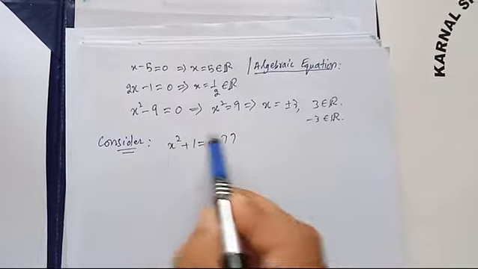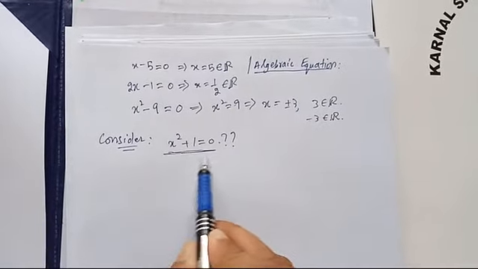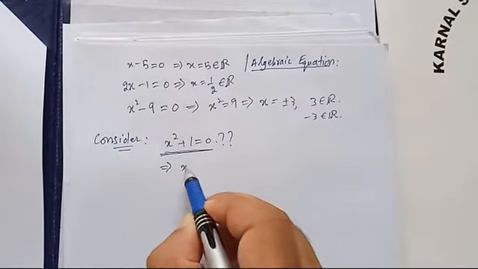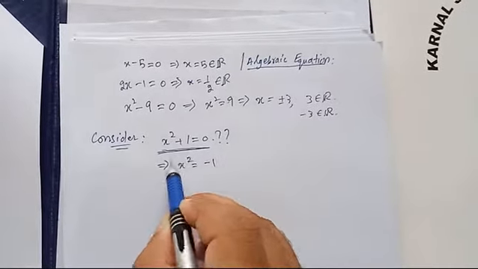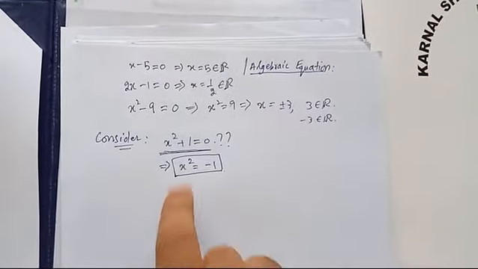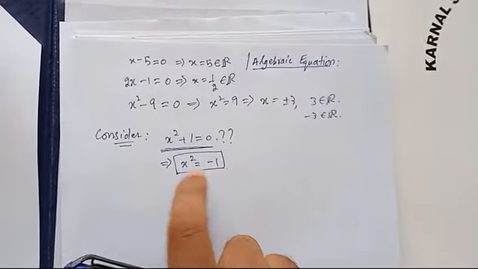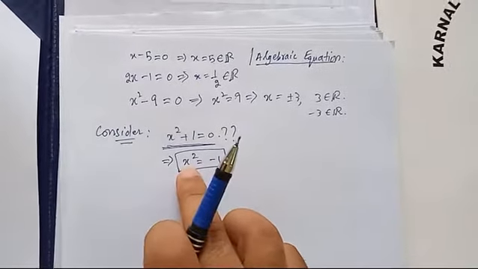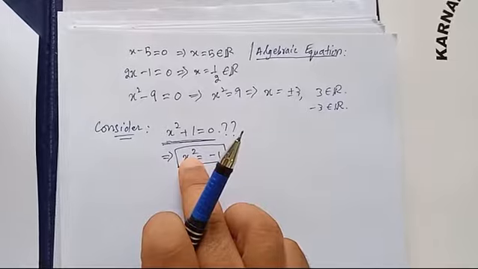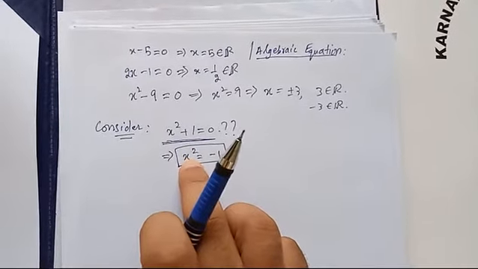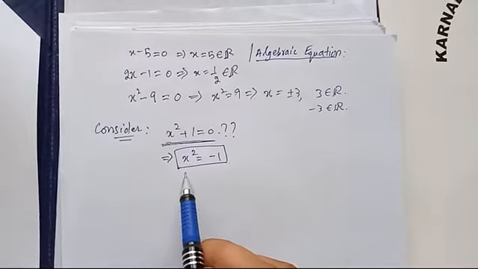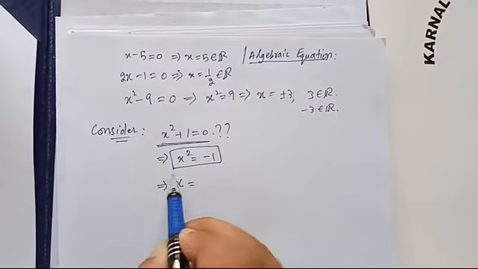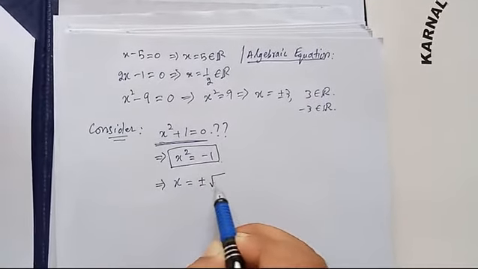Now the question arises: what will be the solution of this equation? x square plus 1 equal to 0. Now if you shift 1 to the right side, it will become minus 1. In this case you clearly see that the square of a number is negative. x square is equal to minus 1. So for finding the value of x, the inverse of the square is the square root. So to find x, you need to apply the square root on both sides. By taking the square root on both sides, you will get x equal to plus minus square root of minus 1.